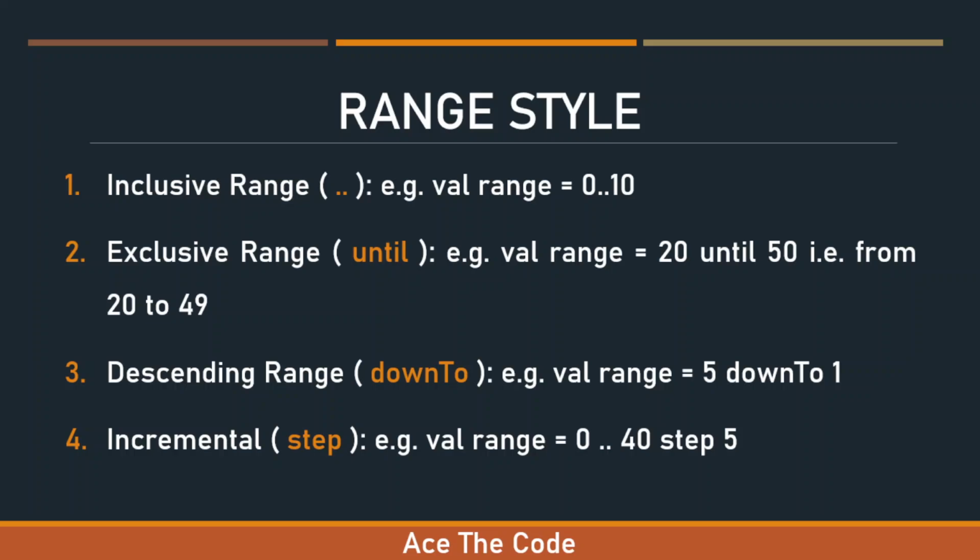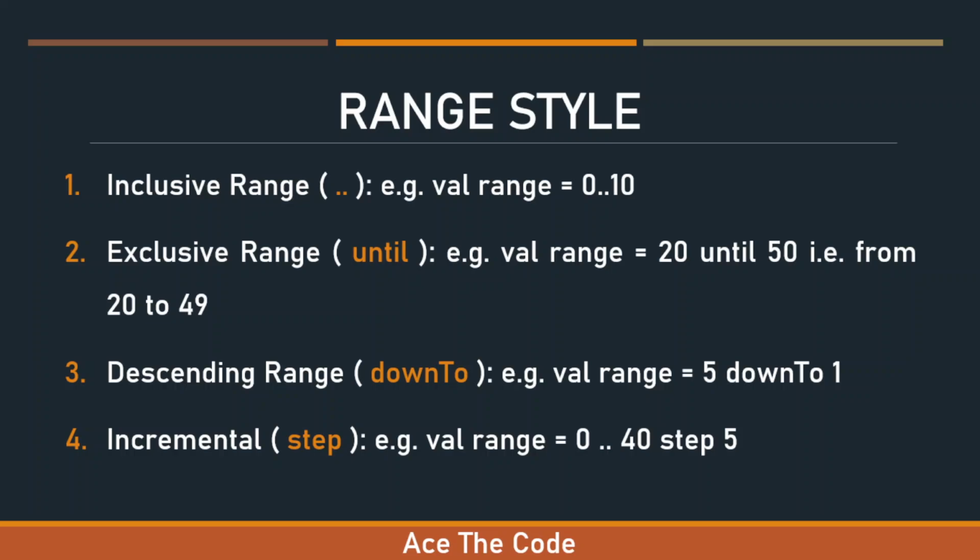We can also create a range in descending order. Sometimes we may be interested in going in the downward direction. For that we can use the downTo keyword, and in this example you can see we have created the range by using range = 5 downTo 1.